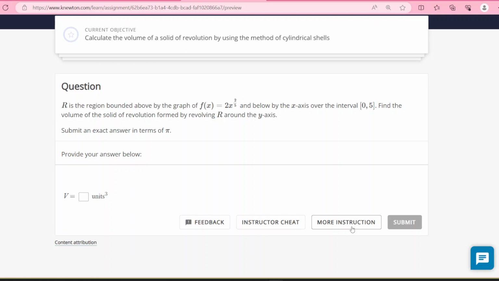So if you're ever struggling with a particular objective or a question, hit this more instruction button and you'll be taken to another page, a separate area called more instruction, where you'll be given some videos to watch or reading to do or both, and along with that, some other questions related to that objective. You can work on those questions with the instructions still up on the screen for you to look back upon, and perhaps that will help you get through the assignment.